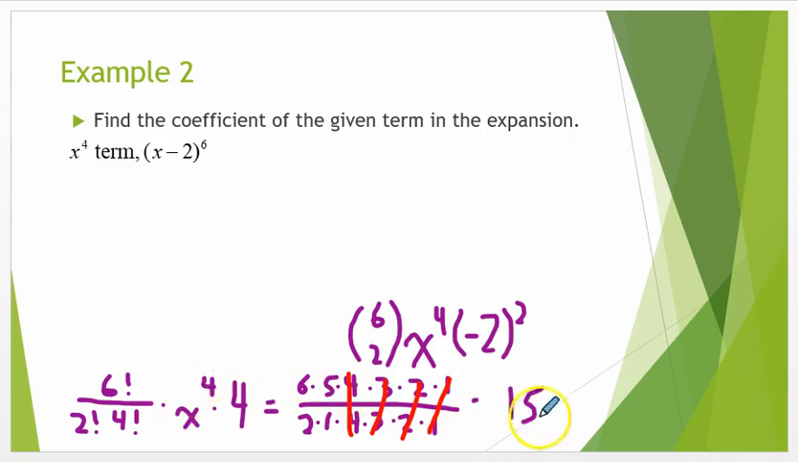And then don't forget, we still have these other parts. We have the times 4, and we have the x to the 4th power. So if I multiply the 15 and the 4, my final answer would be 60 x to the 4th. And that's it. We found the x to the 4th term. The coefficient was 60. And that's all for the notes on this one, just an alternate method instead of using Pascal's triangle.